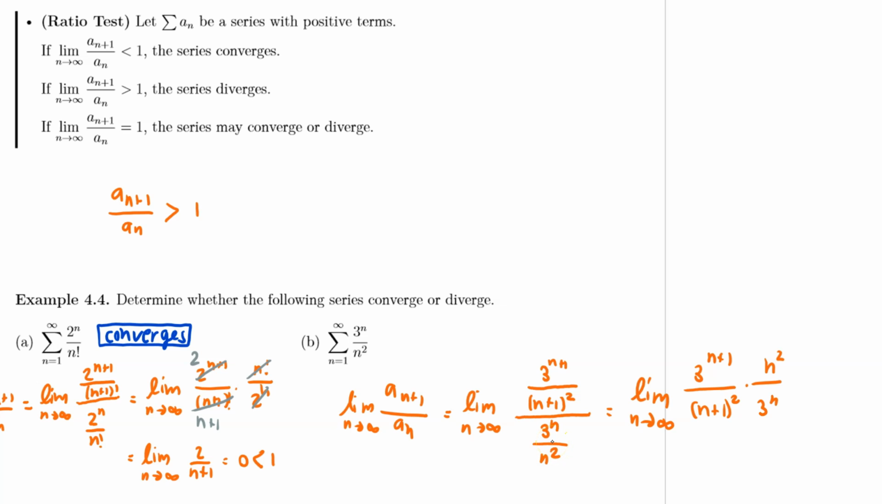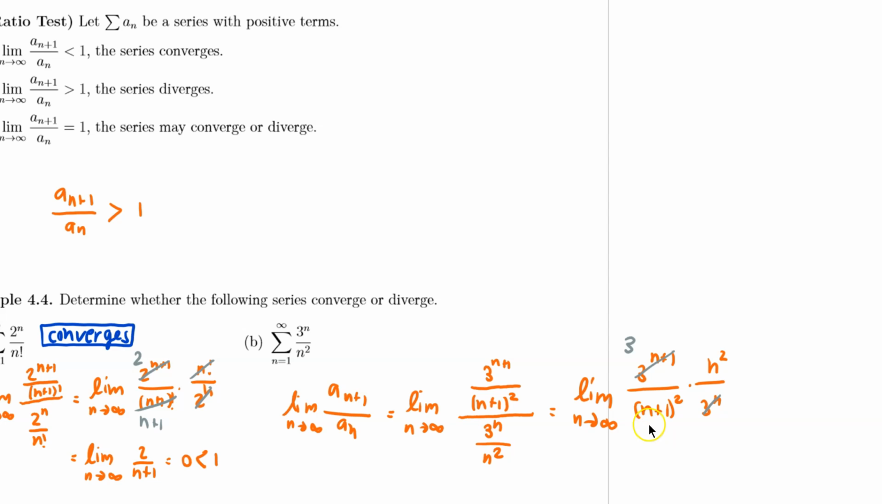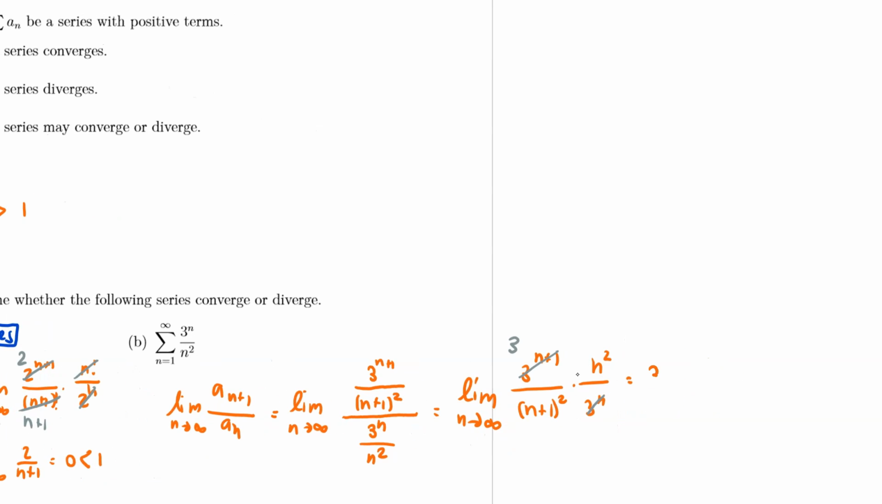So let's see what gets cancelled out. 3 to the n cancels out with 3 to the n plus 1, so I'm going to be left with 3, and I'm going to have n squared divided by n plus 1 squared. This doesn't get cancelled out, but I can pull out the square here, and I can pull 3 out of the limit. So this is going to be just 3 times the limit of n over n plus 1 squared, where n goes to infinity.